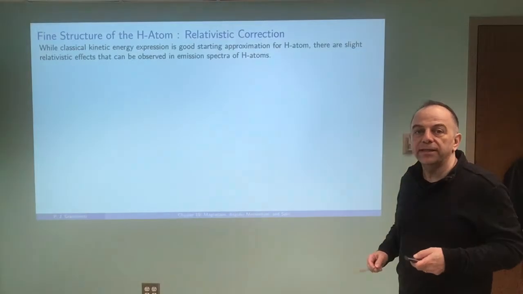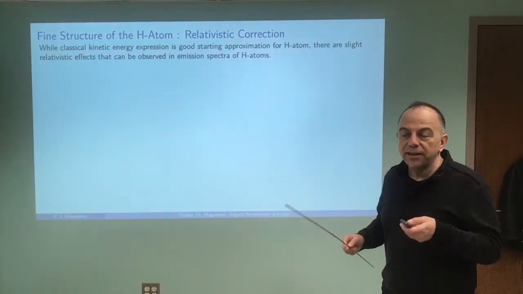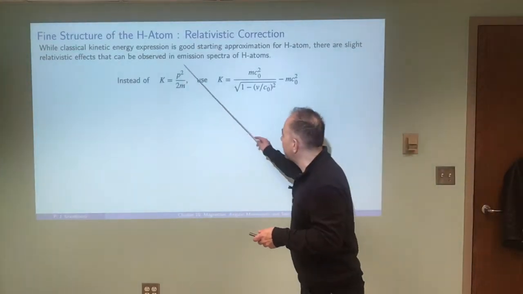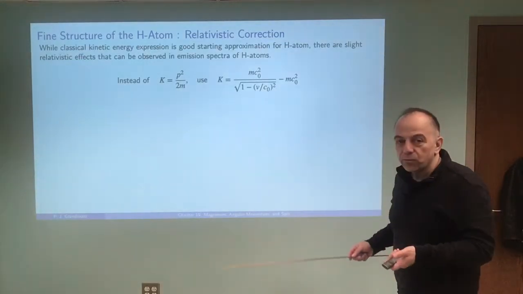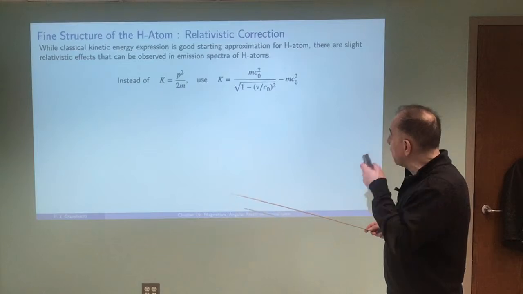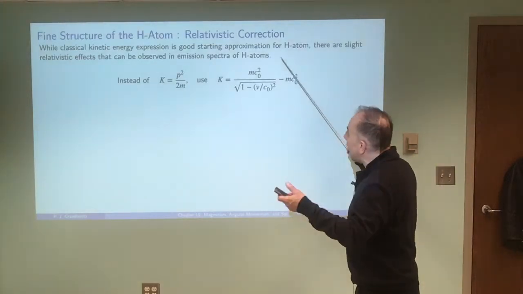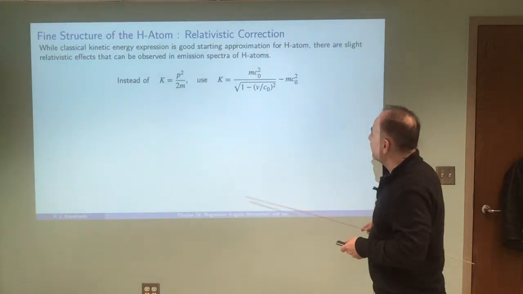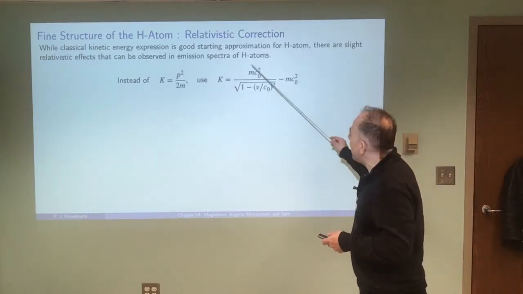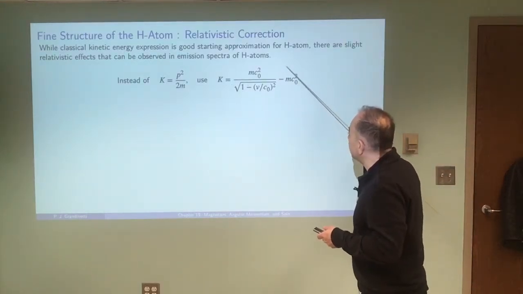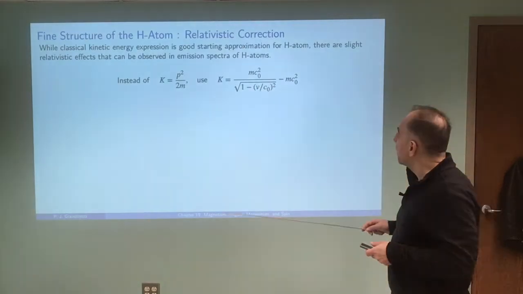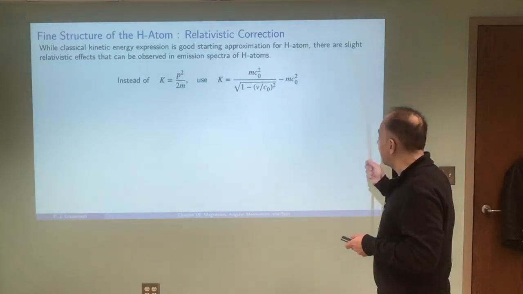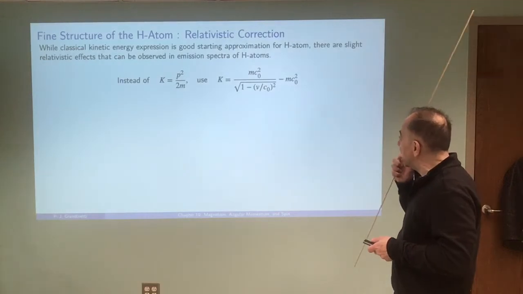What we know is that we started that problem using the classical kinetic energy expression of K is equal to p squared over 2m. But really, we know that as the electron moves relatively fast, we need to include relativistic effects, and the kinetic energy will take the form here, where here's the mass of the electron and here's the velocity of the electron, and then of course now we have the speed of light, which comes into this equation.